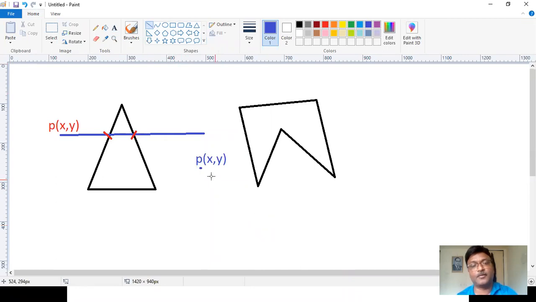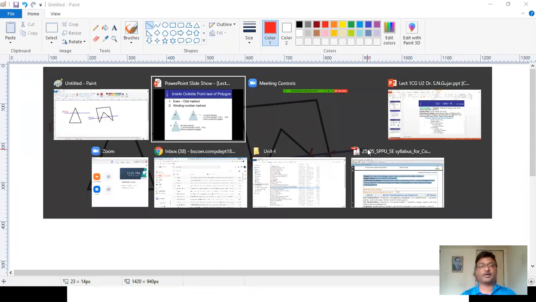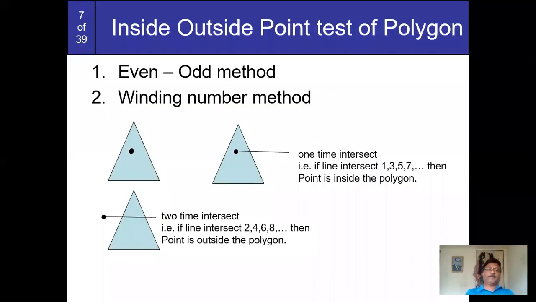See here, by drawing a line, you have to consider like this. Now see how many intersections are in this line. That is 4: 1, 2, 3, 4. And 4 is the even value. So this is the way you can say the point is outside the polygon.